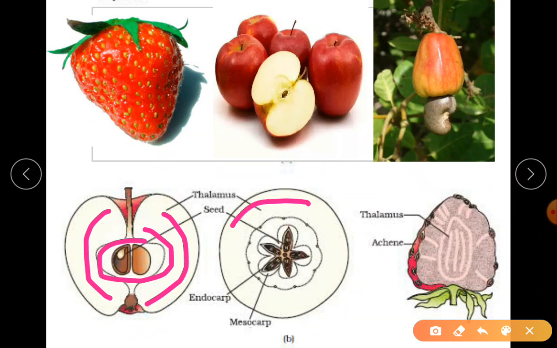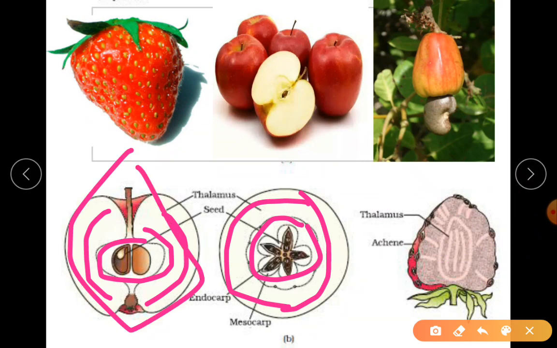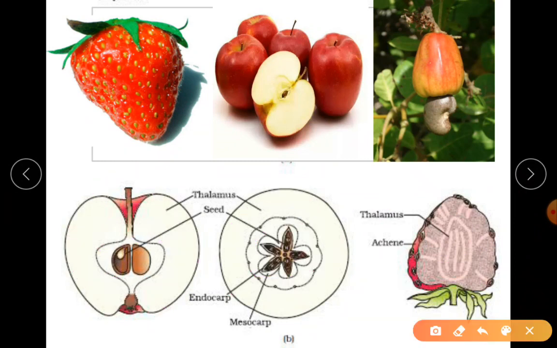Similarly here, the thalamus, this part we don't eat. This is the TS section, this is the LS section. You have even seen the cashew nut. You don't eat the fruit, you are eating the thalamus here. This is the one which we eat. Of course, the fruit we eat has a unique process. You have to keep it in the fire so the outer layer is broken. Then we take the nut, which is very nutritious.